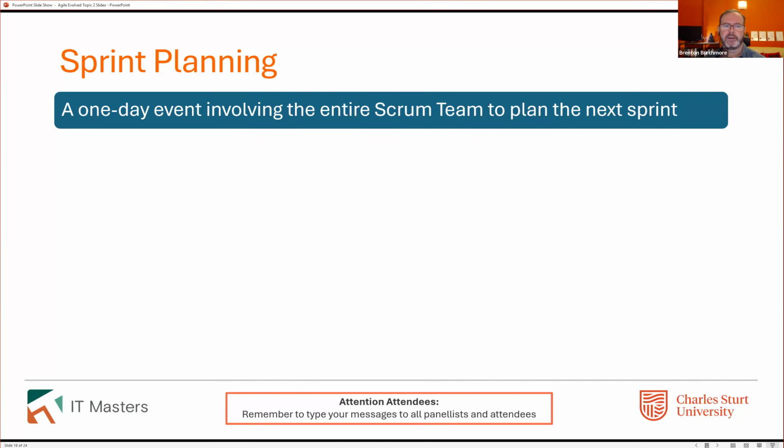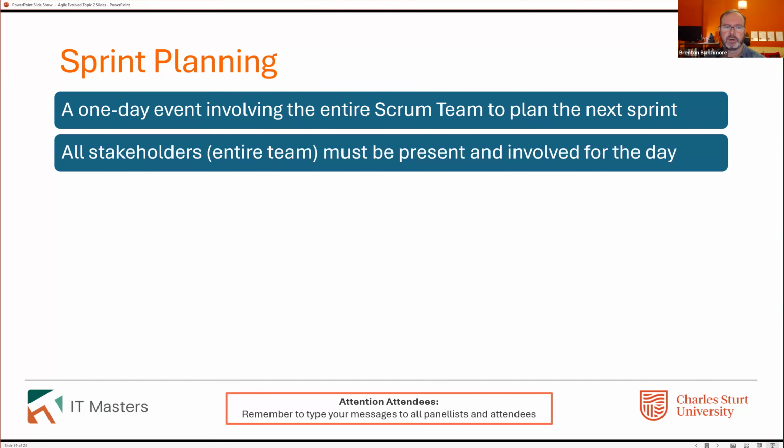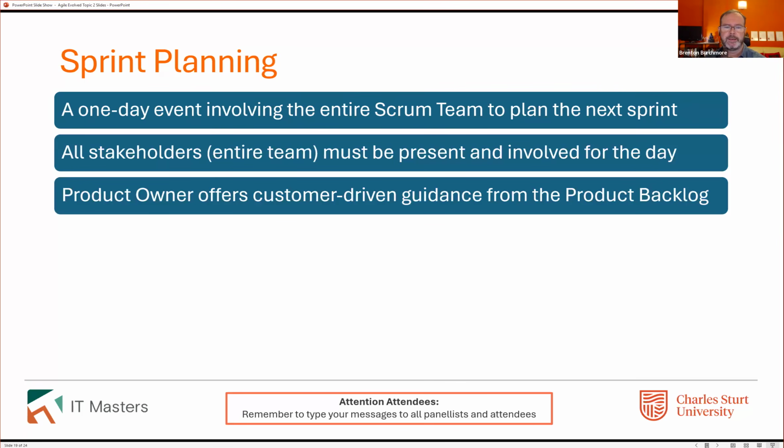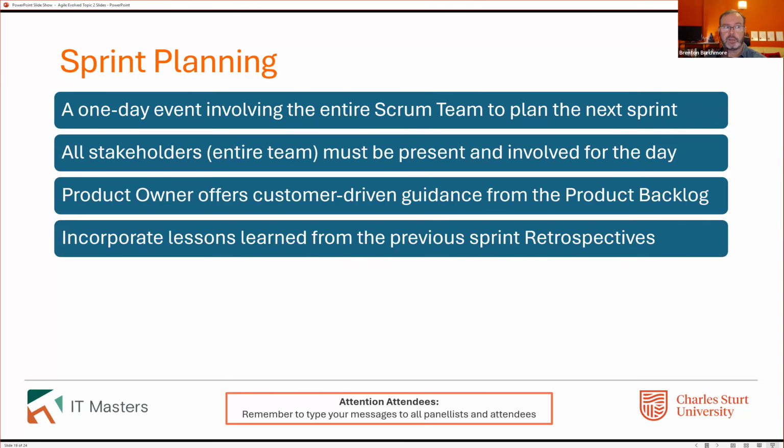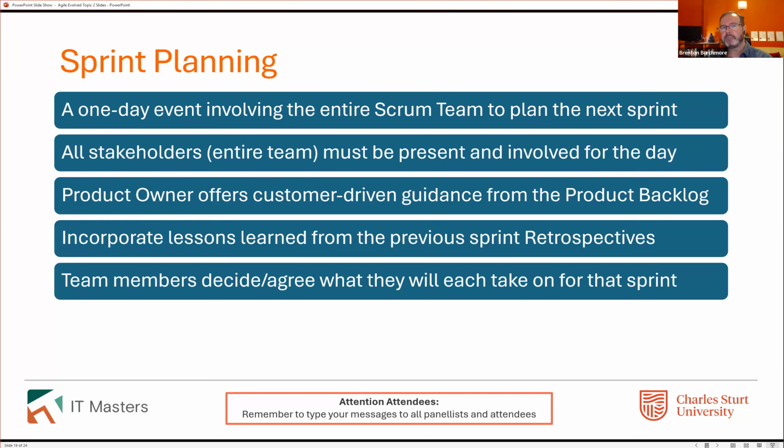But it's a one-day event that plans what happens in the sprint. All the stakeholders must be there. The product owner provides the guidance from the customer's perspective, and we're keeping in mind the things we learned from the last sprint. What did we discover? What did we think about? What worked? What didn't work? That's the Scrum Master's role primarily, to keep track of that. And the team members look at the list of too many things, and usually it's something like 50 to 100% more than what you would normally put in a sprint.